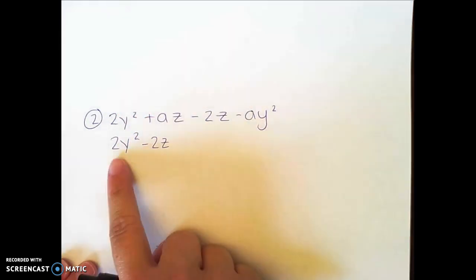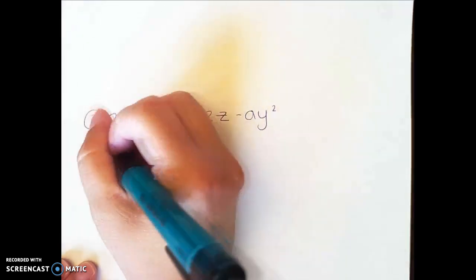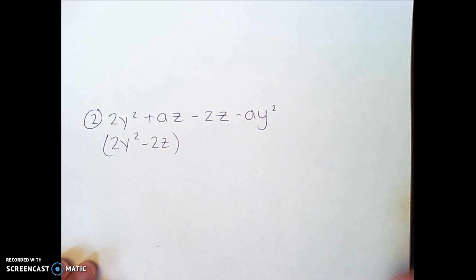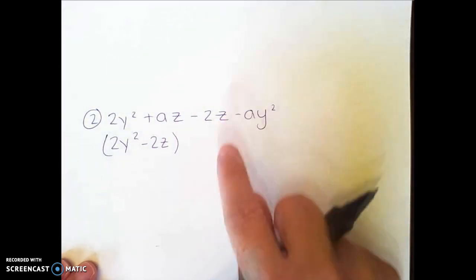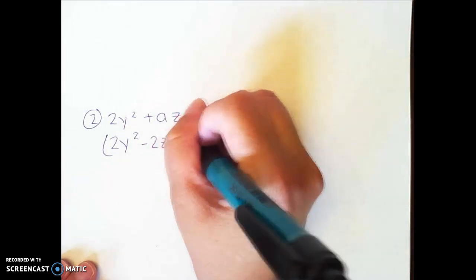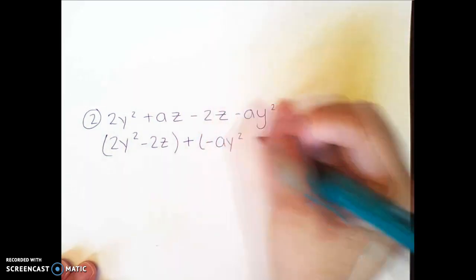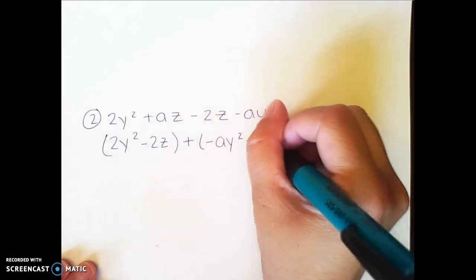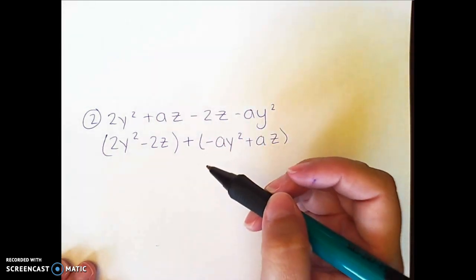And because I can see that I have a y squared first in this binomial that's grouped together, I'm actually going to move my y squared over to the beginning of my second binomial. So I'm going to have a plus, because I always write them as an addition, minus ay squared plus a times z. Okay, again, factor out your common factors.